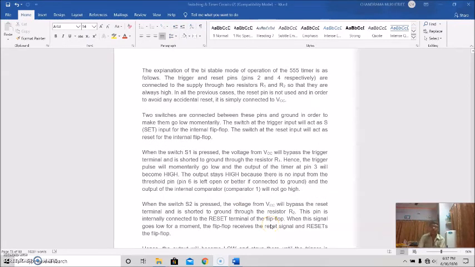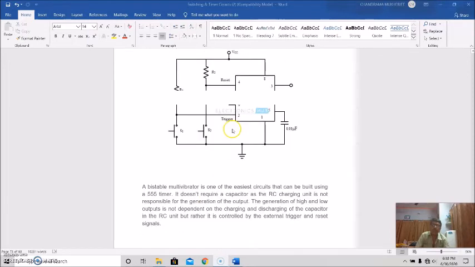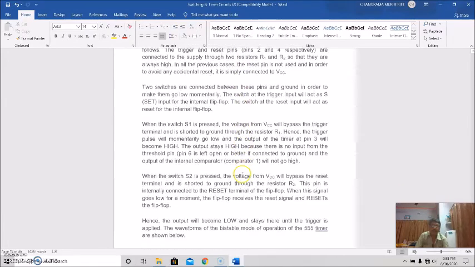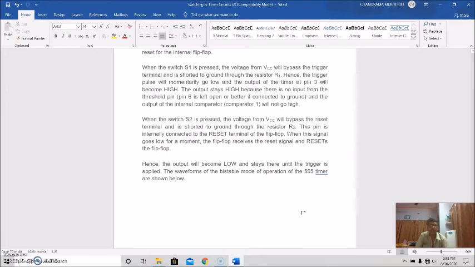When switch S2 is pressed, the voltage from VCC will bypass the reset terminal, and it is shorted to the ground through the resistor R2. This pin is internally connected to the reset terminal of the flip-flop. When this signal goes low for a moment, the flip-flop receives the reset signal and resets. Hence, the output will become low again and stays there until the trigger is applied.